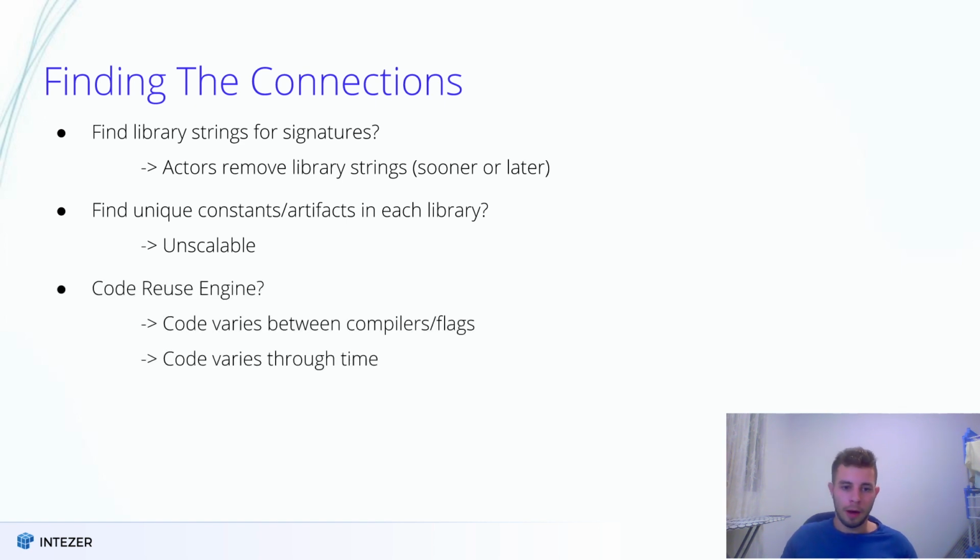So my third option was to use a code reuse engine. As I said, at Intezer, this is our main strength. We have our own in-house engine. But this also imposes a couple of problems. For example, code varies between compilers and different flags used. When you take a binary, you have to disassemble it, and then you compare the binary patterns to another file, which for example would be the library.